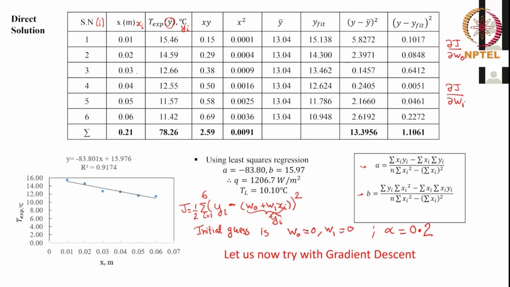Can all of you just try and calculate what these are? Anyway, you would have done it once to find out A and B also, but can you just find this out? What is del J by del w0 and what is del J by del w1? What are the expressions for these?